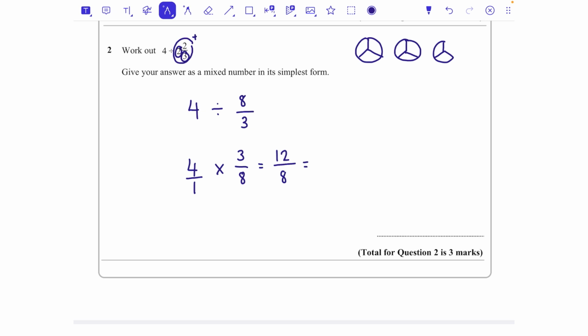Now, that is not a mixed number, and it's currently not in its simplest form. So how many 8s go into 12? Well, that fits in one whole time, with 4 left over out of 8. And then that fraction part there, 4/8, they're both in the 4 times table, so we can divide both the numerator and the denominator by 4, and that is 1½ as your final answer.